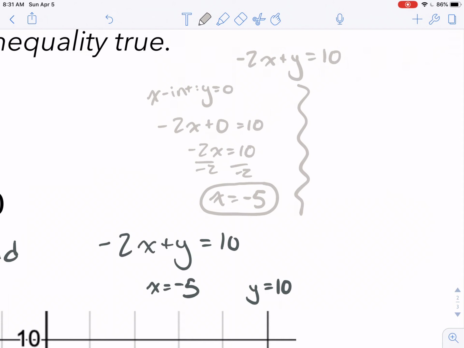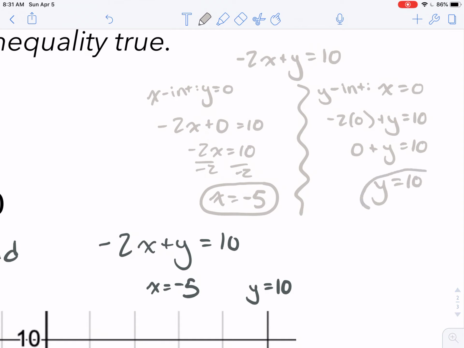We do a very similar process to find our y-intercept. We'll set x equal to 0, so it gives us negative 2 times 0 plus y equals 10. Negative 2 times 0 is 0, plus y equals 10, so y is 10. So our y-intercept is at 10.